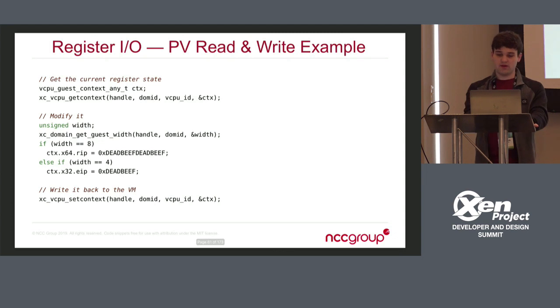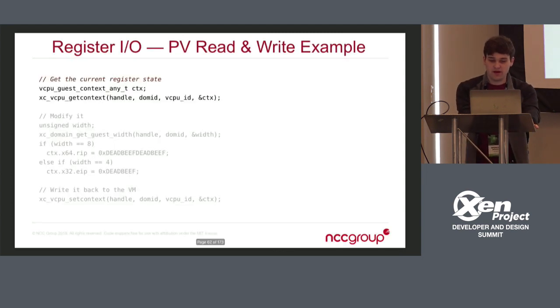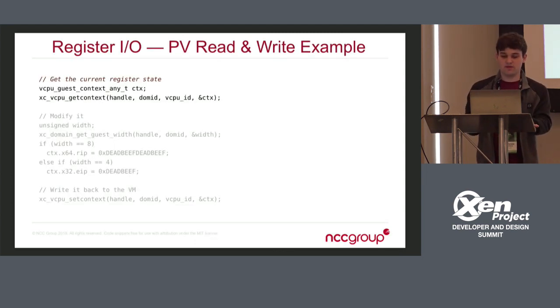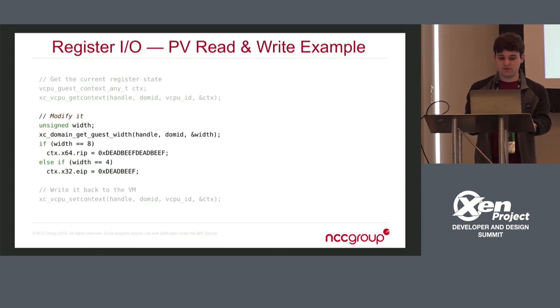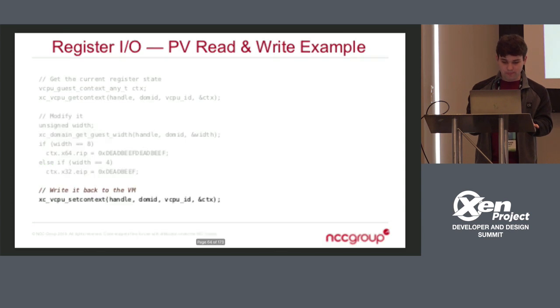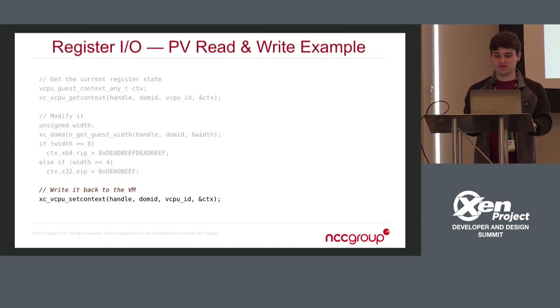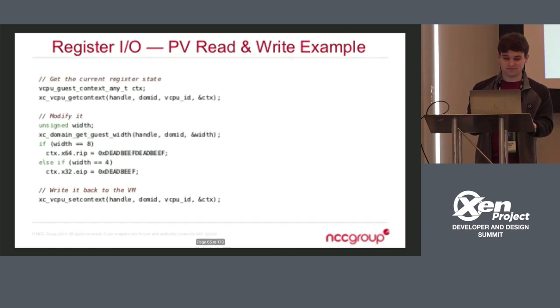So here's an example of reading and writing registers. We declare a register context struct, and then read the current VM context into it using xc_vcpu_getcontext. Based on the guest width, which we get with xc_domain_get_guest_width, we modify either the 64 or 32-bit instruction pointer, and then we write the now modified context back into the VM so that the instruction pointer is now pointing to dead beef.